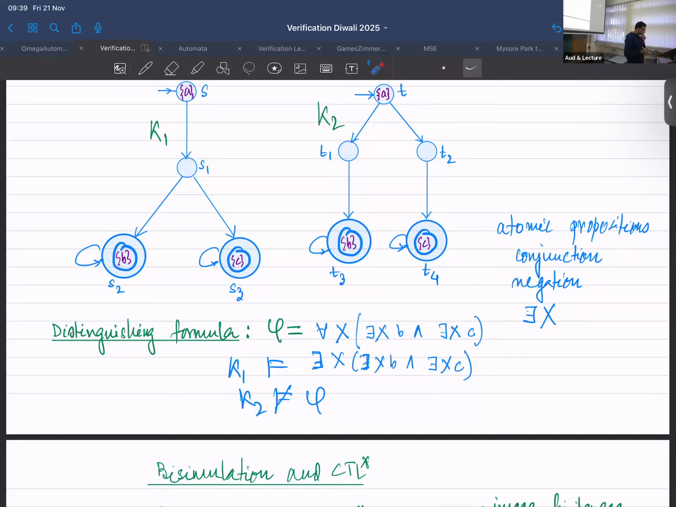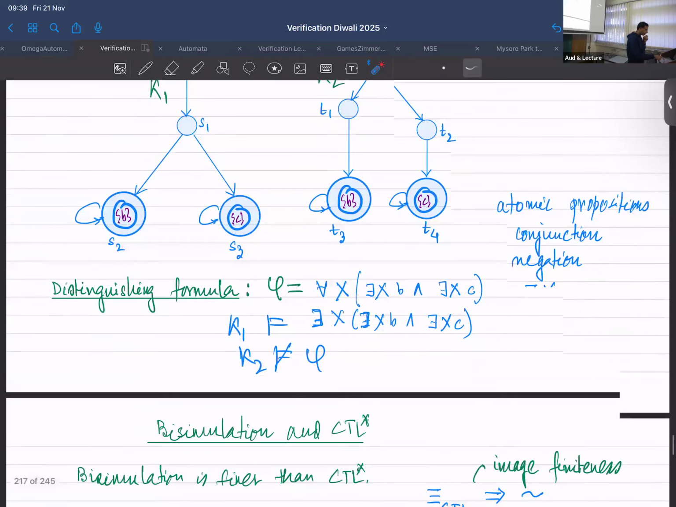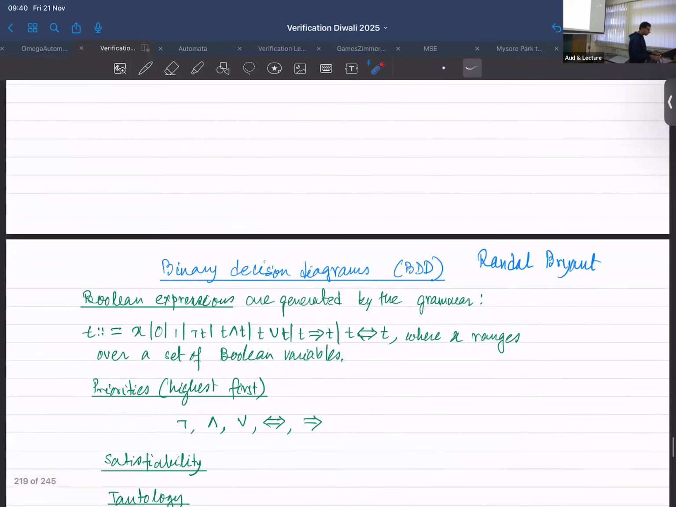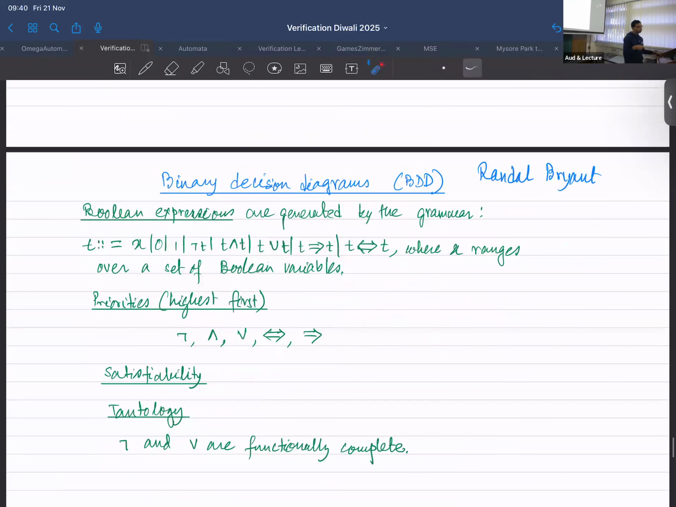Now, we also said that this equivalence holds for image finite Kripke structures. So what is an image finite Kripke structure? You can have, from any particular state, finitely many successors, right? And then we moved on to talking about binary decision diagrams.